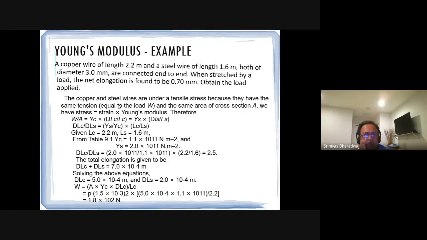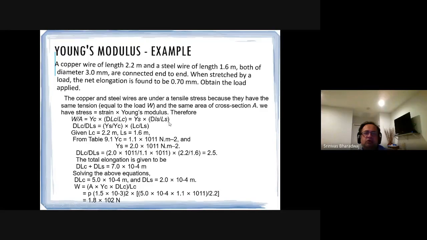Now W over A. We are saying they are connected end to end, both of the same diameter, so W over A remains constant. So Y times delta L over L will be the same for both. So YC times delta LC over LC equals YS times delta LS over LS. This is the key equation here.